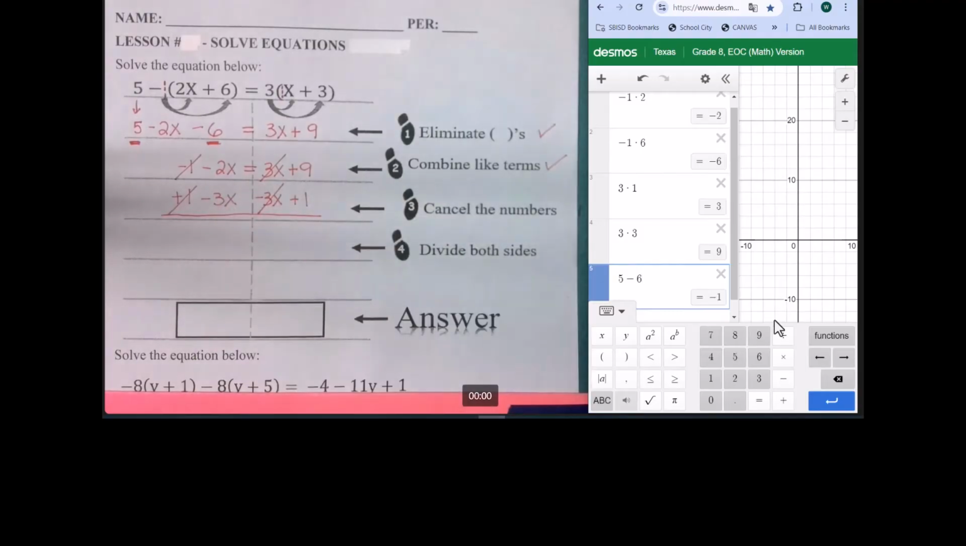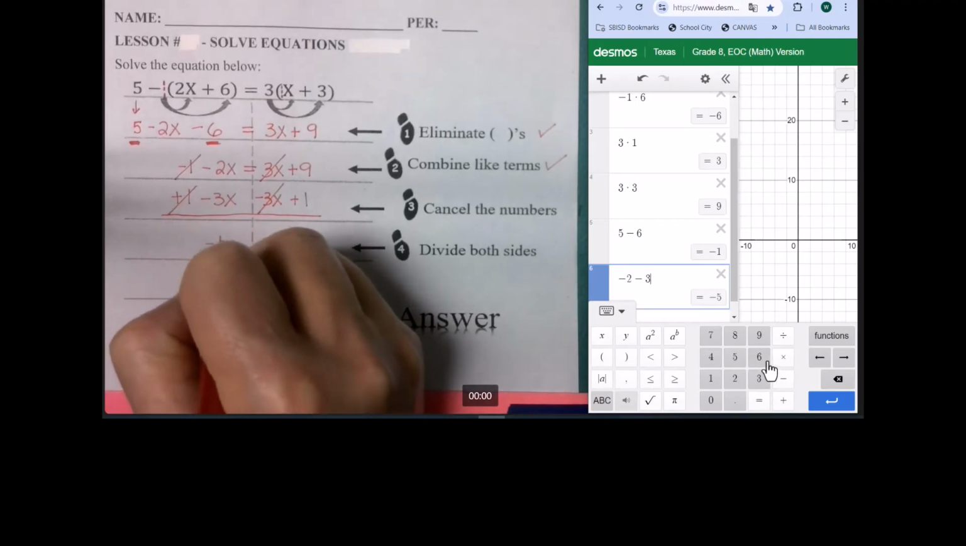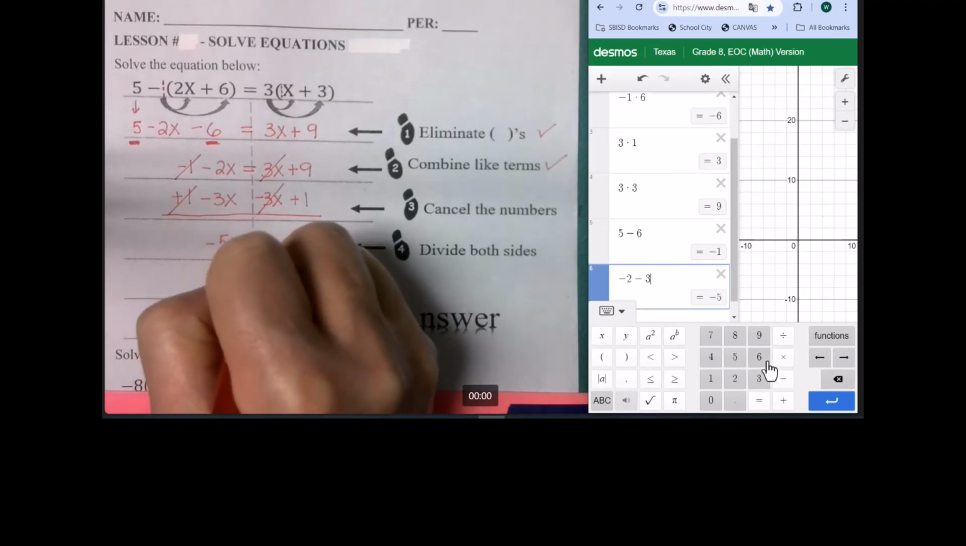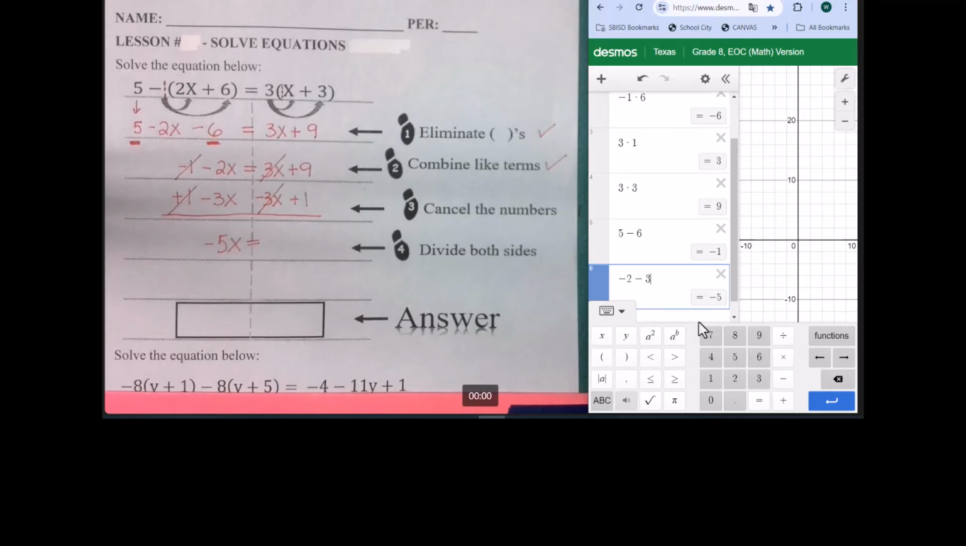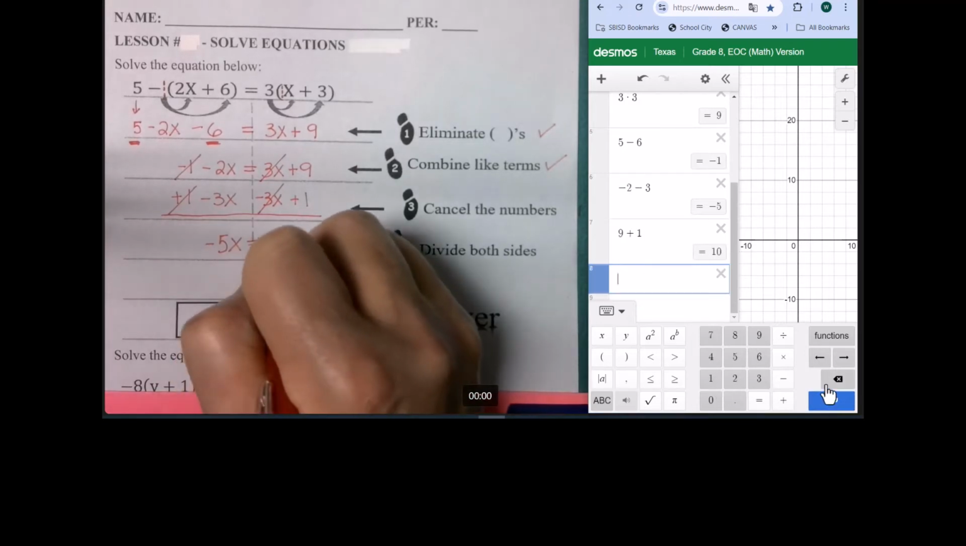Now I'm going to combine that. You just write exactly what you see on the paper. So I see negative 2, negative 3, and I get negative 5x. On the other side, I have positive 9 plus 1. So I get positive 10.